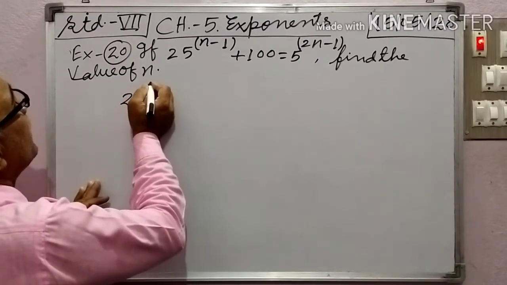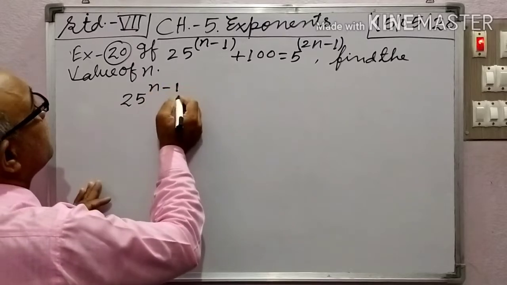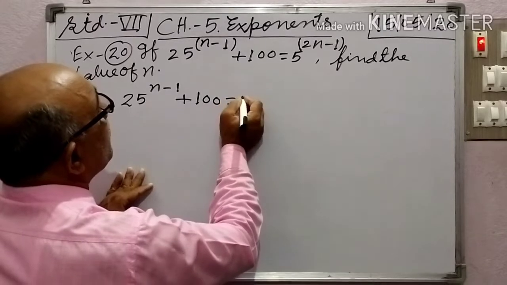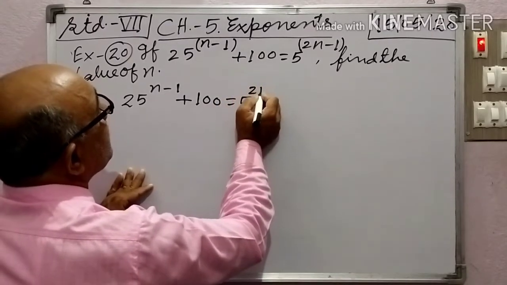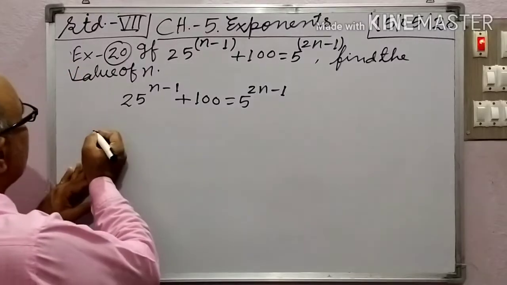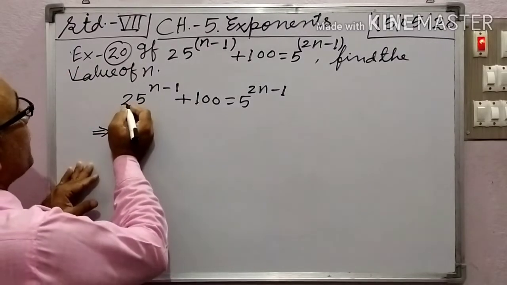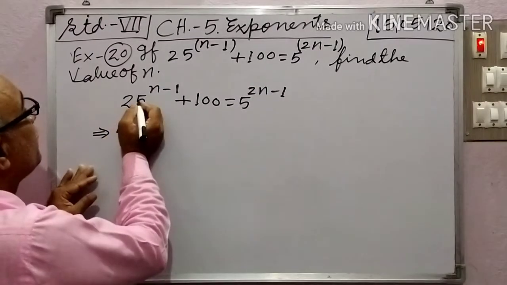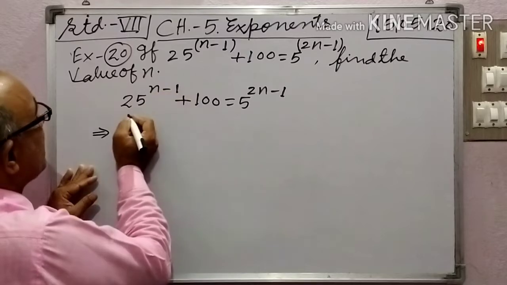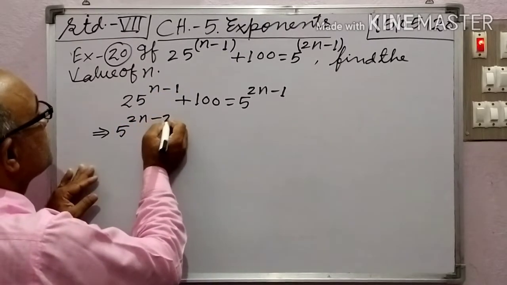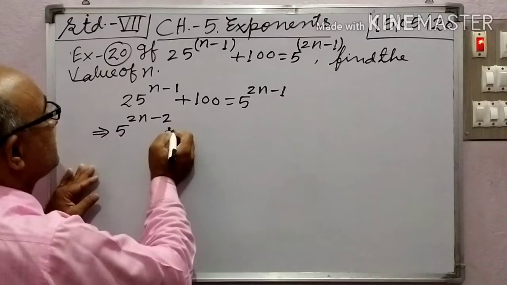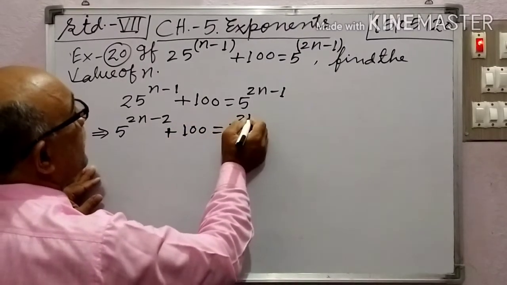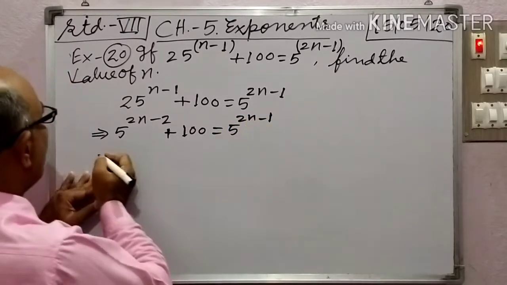25 to the power n minus 1 plus 100 equals 5 to the power 2n minus 1. That implies 25 means 5 to the power 2. So 5 to the power 2 multiplied with n minus 1, so 2n minus 2, plus 100 equals 5 to the power 2n minus 1.